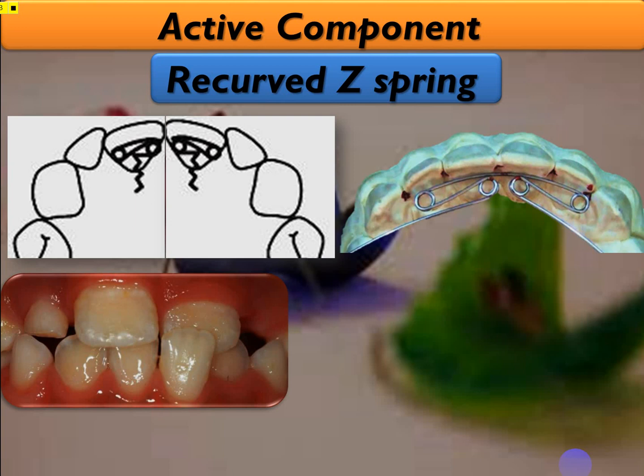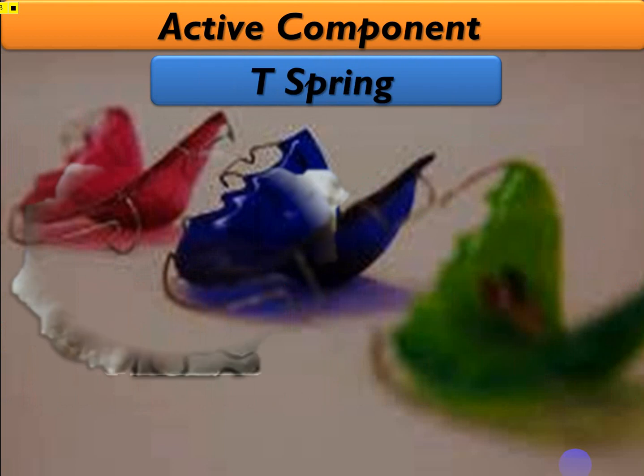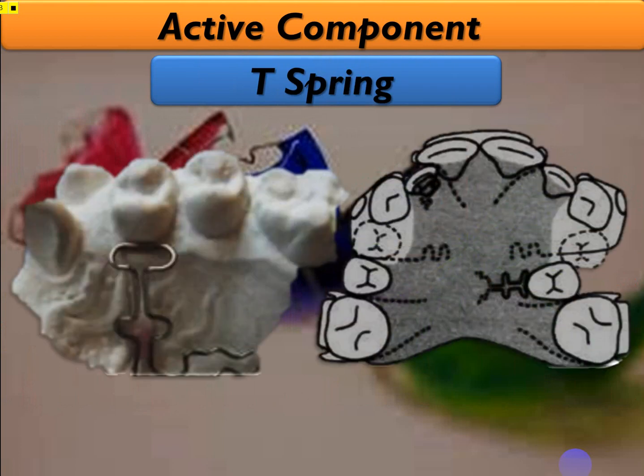correction of rotation less than 90 degrees. But when we have more than one tooth in crossbite or in rotation, maybe two central incisors, three incisors, four incisors, I will use the recurved Z spring.